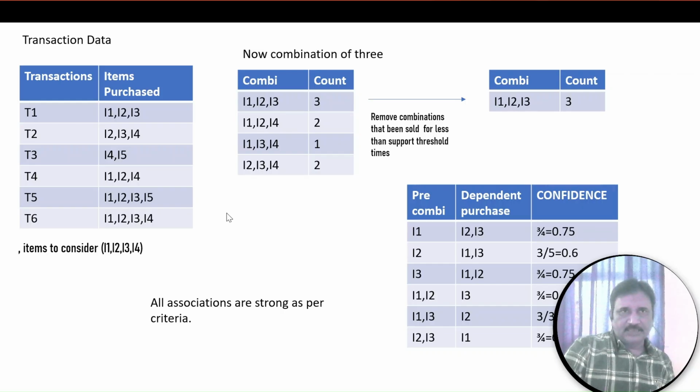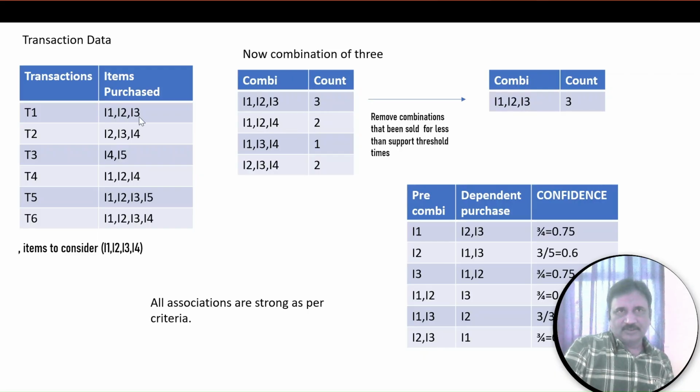Now, I1, I3 purchased, how many times is it happening? In transaction T1, transaction T5, and transaction T6. 3 times it is happening. Now, how many times does it happen that after purchase of I1, I3, I2 is purchased? It is happening in T1, T5, and T6. So out of all 3 transactions wherein I1, I3 was purchased, I2 is also purchased 100% of the time, 3 by 3.